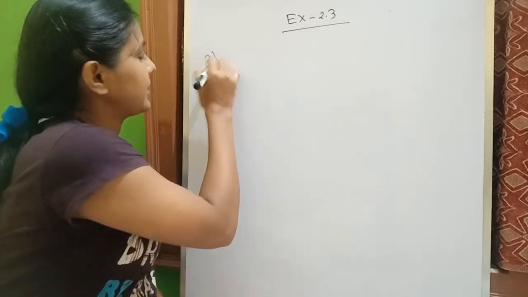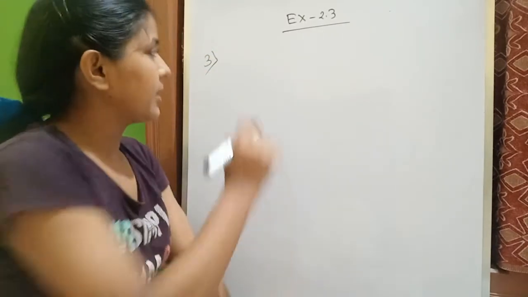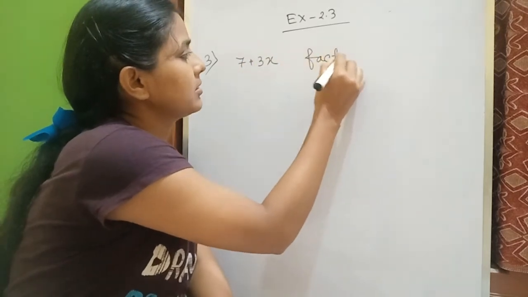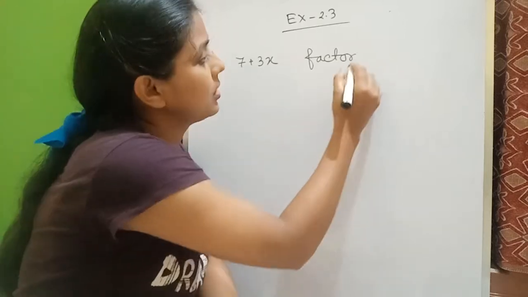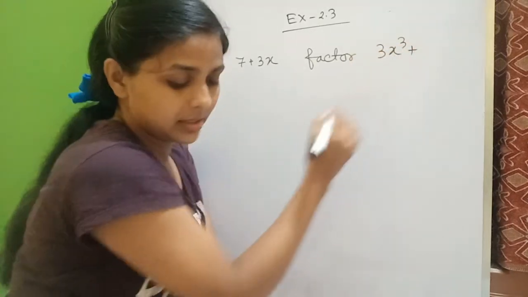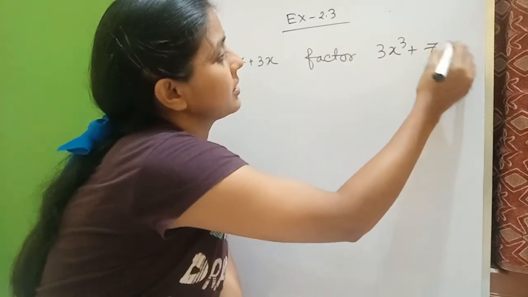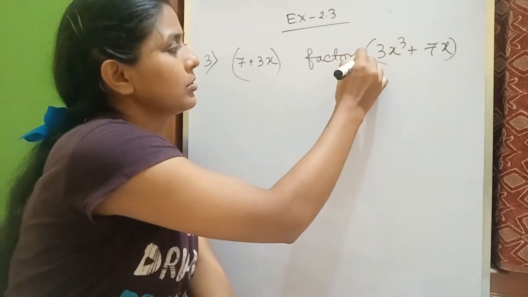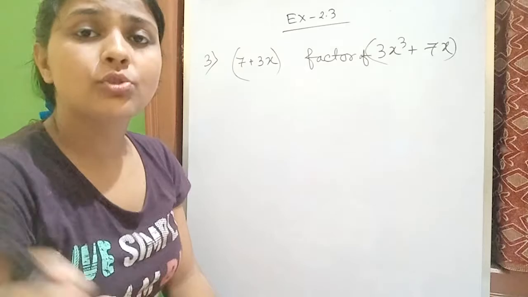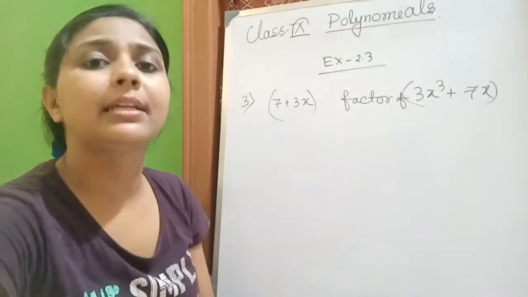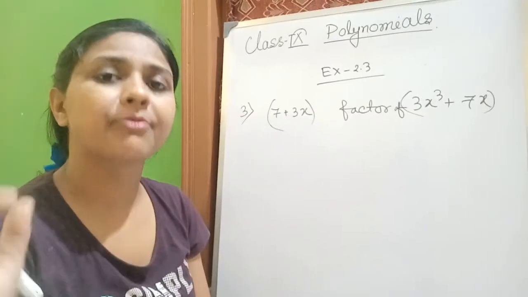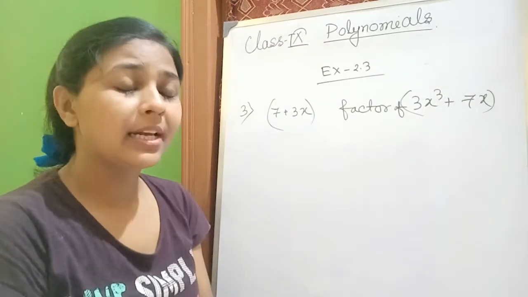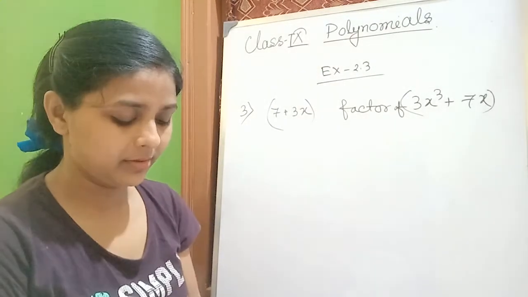Question number 3 tells us to check whether 7 plus 3x is a factor of 3x cubed plus 7x. You have to check whether this is a factor of this or not. So when we call a divisor a factor, the remainder is 0.